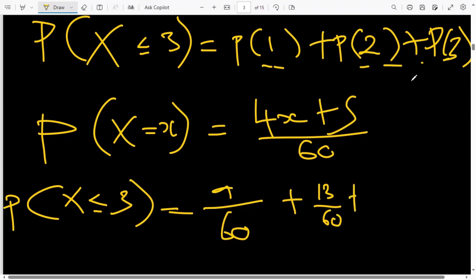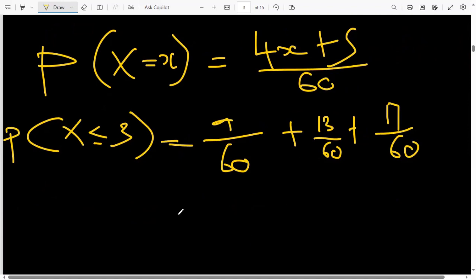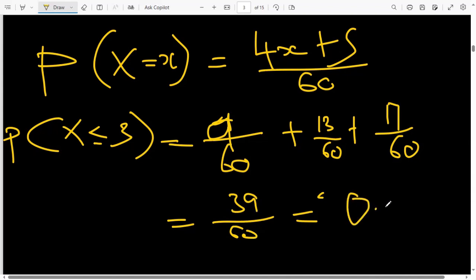Okay, and then plus, let's replace the 3. If I replace the 3 here, I'm going to have 12. 12 plus 5 is going to be 17 over 60. Okay, again, since I have the same denominators here, I can just add whatever is on top. So this is a 9, I can add whatever is on top here. If I add whatever is on top, I'm getting 39 divided by 60, and then you punch this into your calculator, you get approximately 0.65 as your final answer. Okay, so that's the probability of students testing positive.